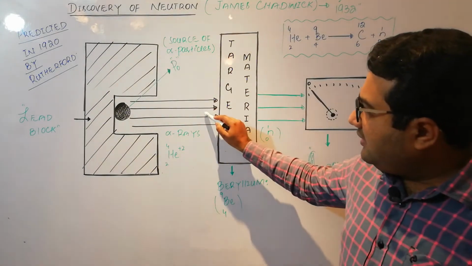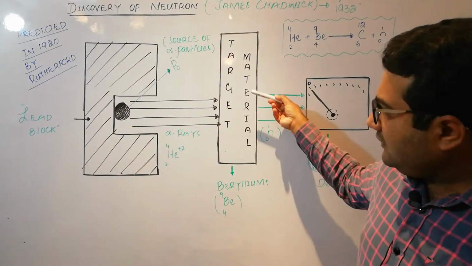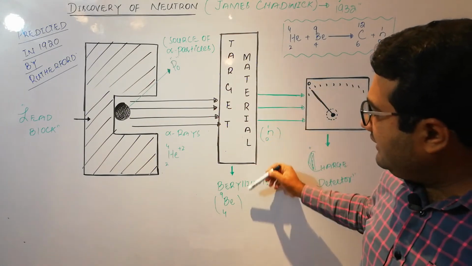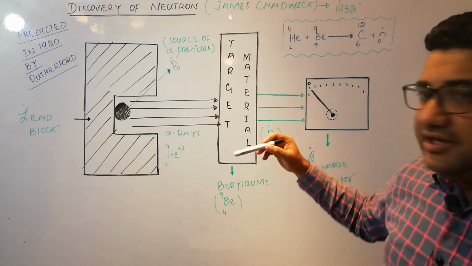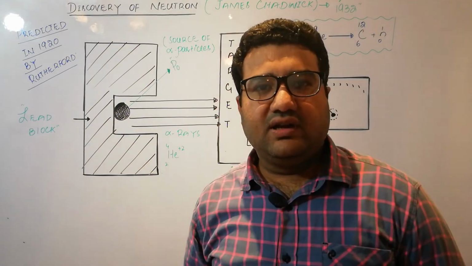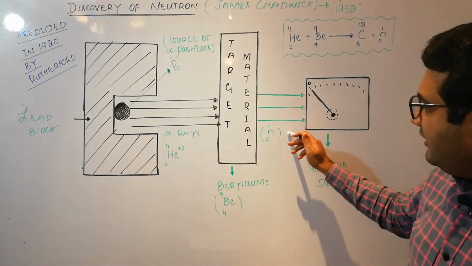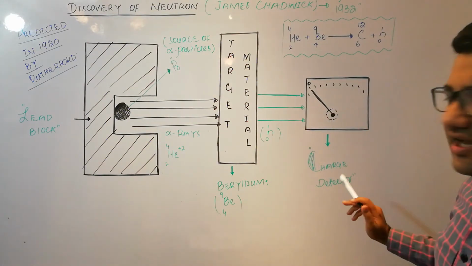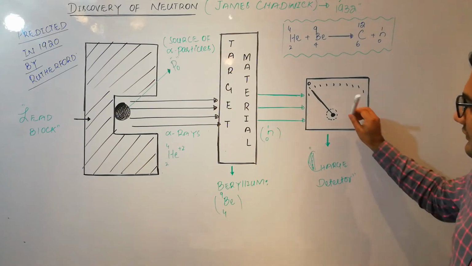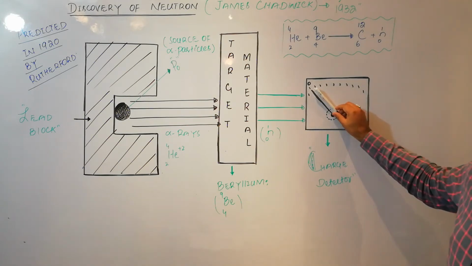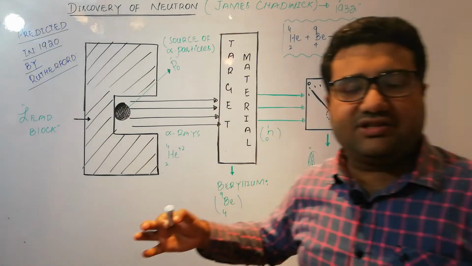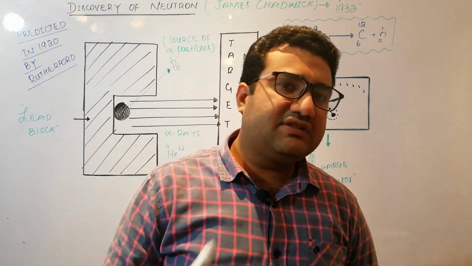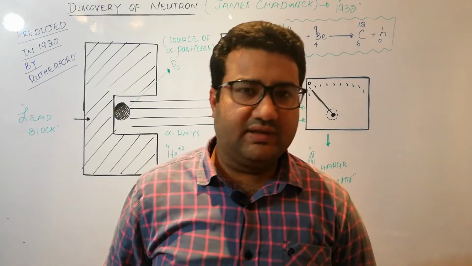When these alpha particles were bombarded or directed on the beryllium target, new radiations were produced. And when these new radiations were detected using the charge detector, the needle of the charge detector stayed on zero. It means that these new radiations or new particles are neutral in nature, which is also shown by the word neutron.